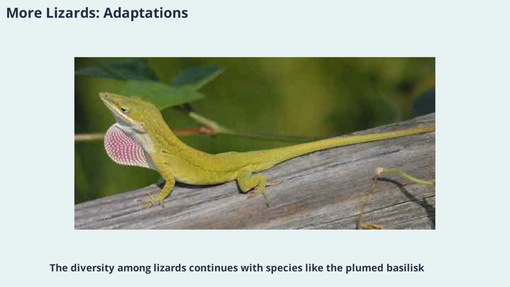Diversity among lizards continues with species like the plumed basilisk, known for its ability to run on water, and the green tree monitor, an expert climber. These adaptations are a testament to the evolutionary pressures of their respective habitats. Lizards use a combination of coloration, body shape, and behavior to survive, whether it's escaping predators, finding food, or attracting mates. Their ecological roles are vital in maintaining the balance of their ecosystem.